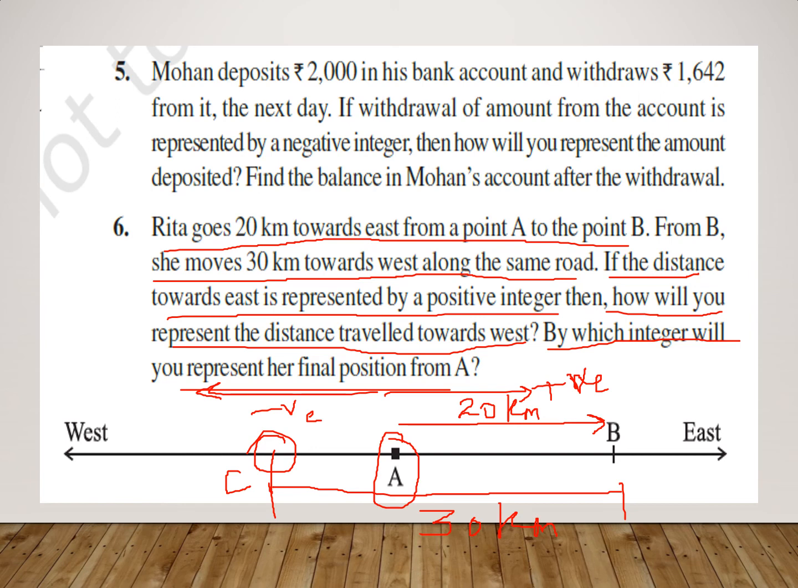Very simple. Suppose this traveled 20 in the starting and then back how much? 30. That means first it walked 20 kilometers to reach A. Then how much did it walk extra? 10 kilometers extra. So you will show this point C as minus 10 and this is the answer. Okay.